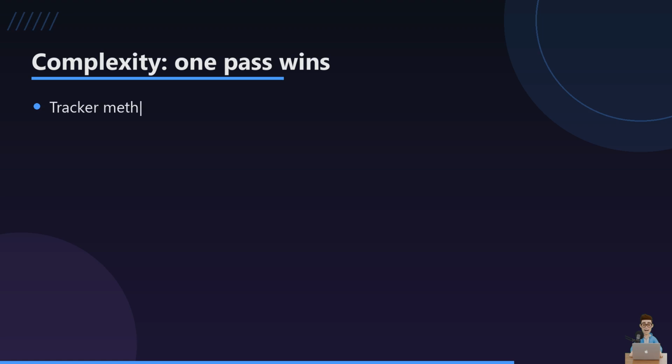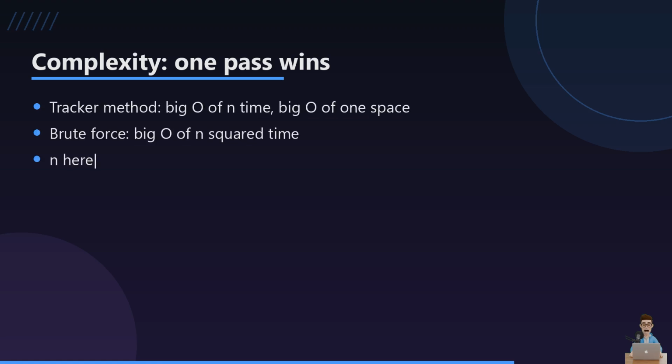Clean. The tracker approach scans the digits once and uses only two extra variables, so it's linear time and constant space. Brute force checks every pair, so it's quadratic. Since n only ever has up to 10 digits, both run instantly here. But the tracker habit is the one worth keeping.